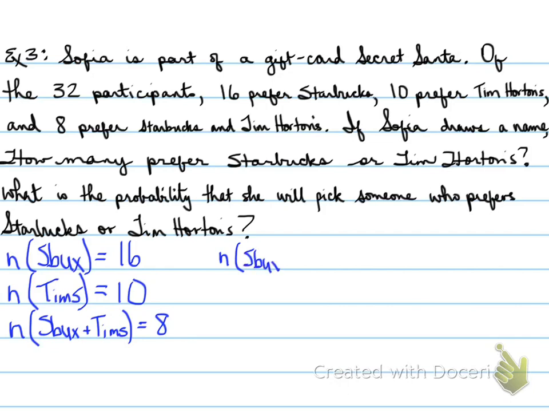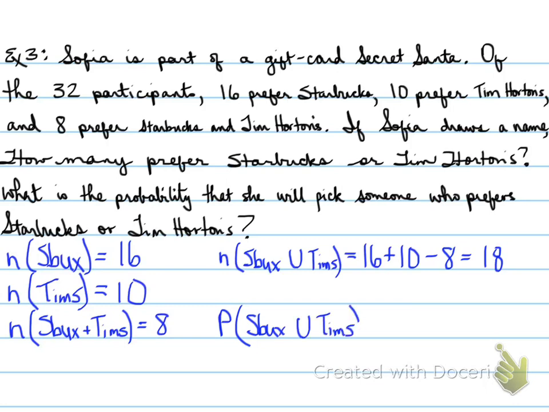So 16 would choose Starbucks, 10 would choose Tim's, and 8 would choose Starbucks and Tim's. So the number of Starbucks or Tim's is going to be 16 for Starbucks, 10 for Tim's, minus 8 that preferred both. And that gave you 18. That's the number. Now, what's the total number of participants? Well, Starbucks or Tim's is going to be 18, which we already calculated. Remember, it's 16 plus 10 minus 8 over 32. Why? Because there are 32 participants in total.